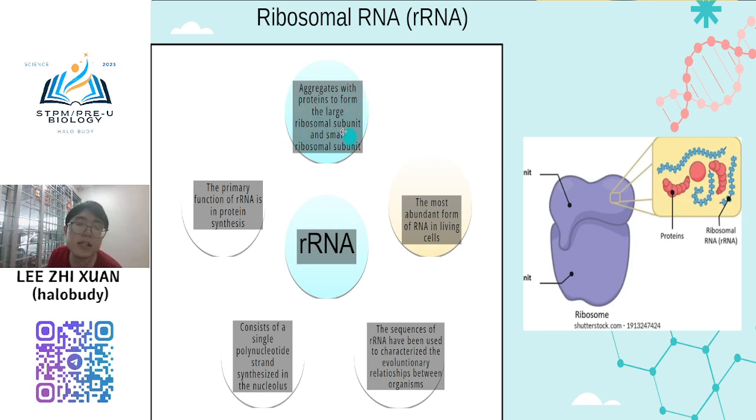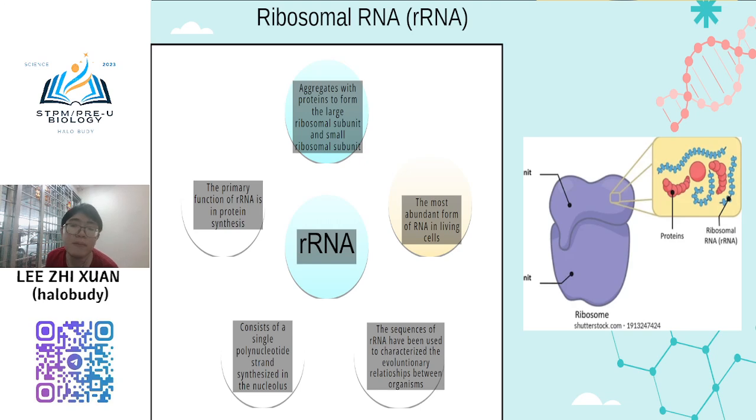So this one aggregates with protein to form the large ribosomal subunit and small ribosomal subunit. So this one is just to form the structure of the ribosome. You can say that this is like the key structure. The key structure combines with the protein molecules to form the ribosome. So its primary function is also protein synthesis. It is the most abundant form of RNA in the living cell. And the sequence of the rRNA has been used to characterize the evolutionary relationship between organisms.